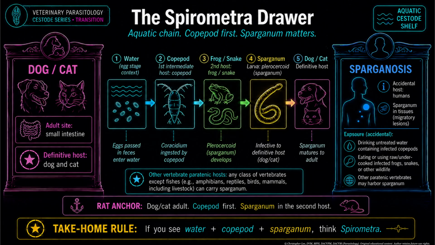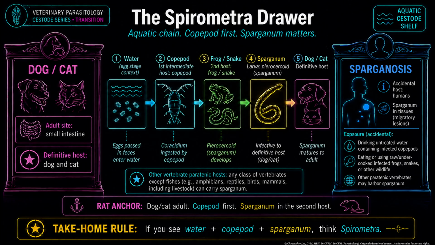Once a sparganum has formed, it can be passed through successive paratenic hosts. One vertebrate eats another, and the sparganum transfers to the new host, and no additional larval development is required. It can continue through the food web until a suitable definitive host, such as a dog or cat, eats the infected vertebrate. Then the sparganum finally develops into the adult tapeworm. People are accidental hosts.